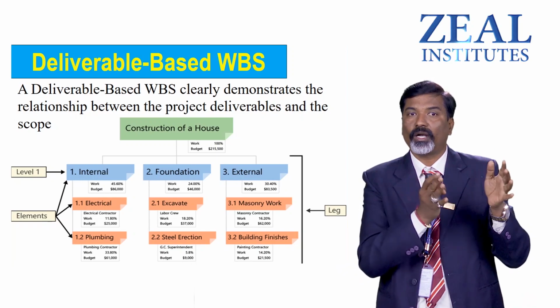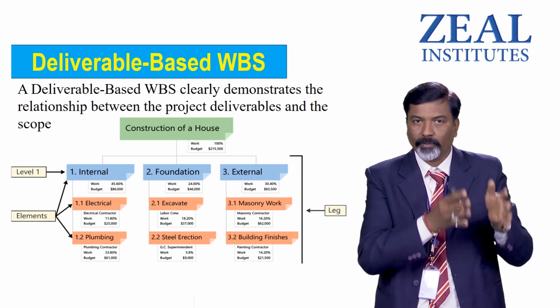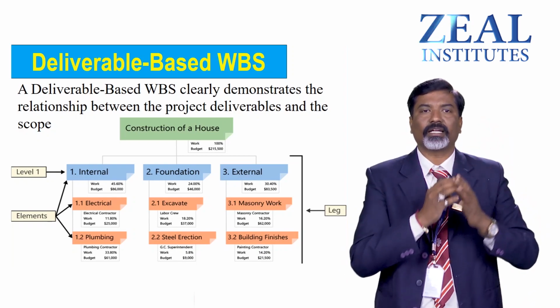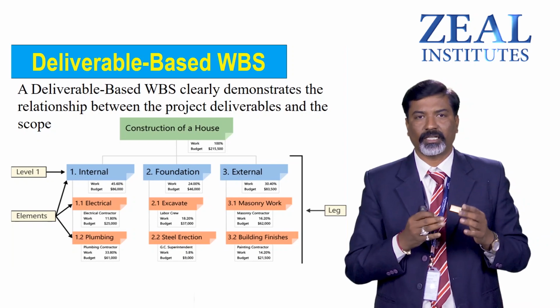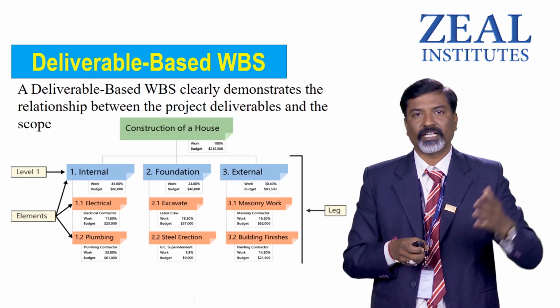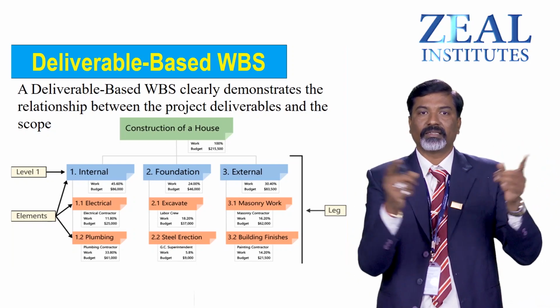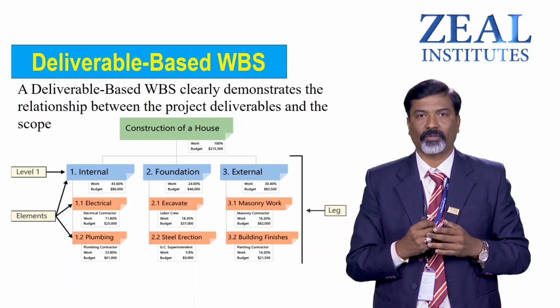So here, what are the deliverables expected from the particular project? On the basis of that, we have to divide the different activities. In internal activities, there might be a number of sub activities enclosed that come under the category of internal activity. That may be electrical activity, that may be plumbing activity, that may be some other activities that we are doing in house for the particular construction of a house.